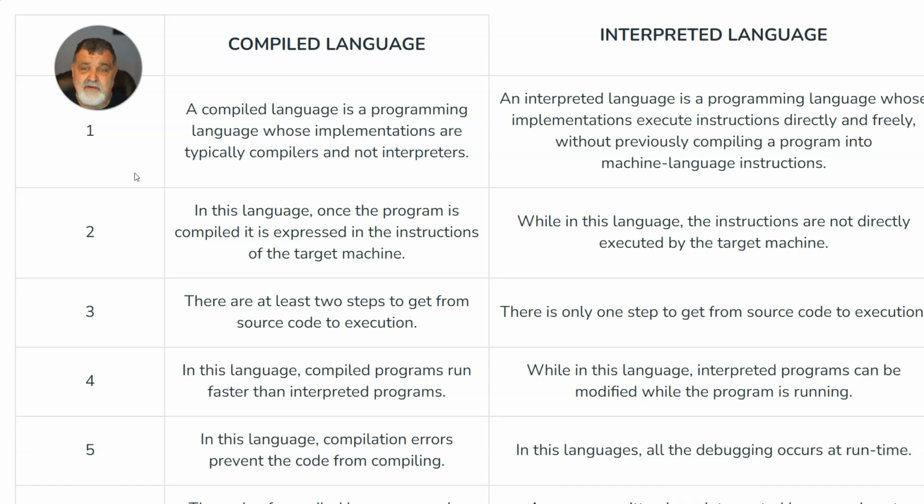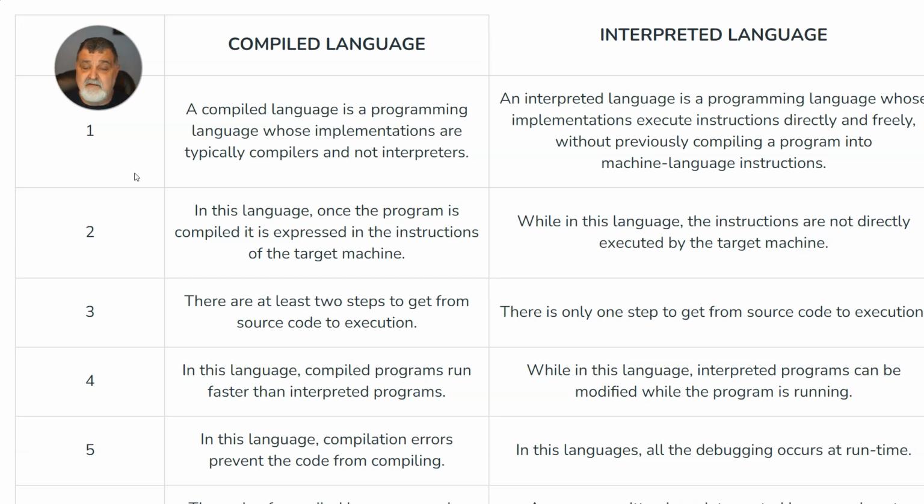Let's talk about interpreted languages. An interpreted language is a program language whose implementations execute instructions directly and freely without previously compiling a program into machine language instructions. What that means again is I can take the raw Python file and I can send it to you, right? I can put it up on my GitHub account. You guys can download it. You put it into your Python interpreter or your VS Code or whatever you may be using. Those instructions will run based on the version. As long as the versions are the same, it's going to run just fine.